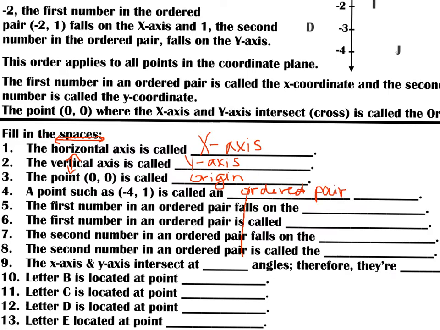And you can actually split that up between the two lines. The first number in an ordered pair always is associated with the x-axis, and it is called the x-coordinate. The second number in an ordered pair, it doesn't necessarily fall exactly on, but it's associated with the y-axis. And the second number in an ordered pair is called the y-coordinate.